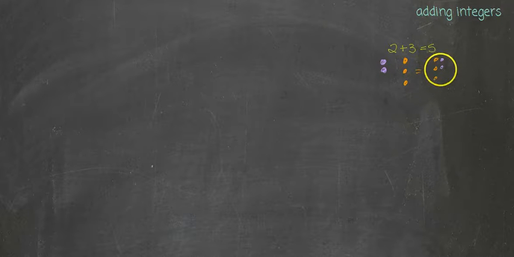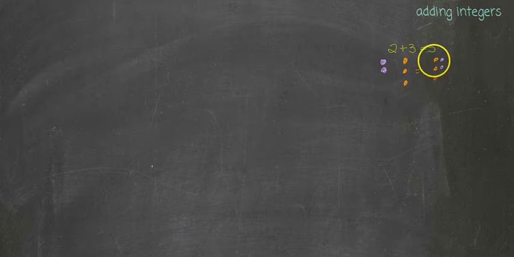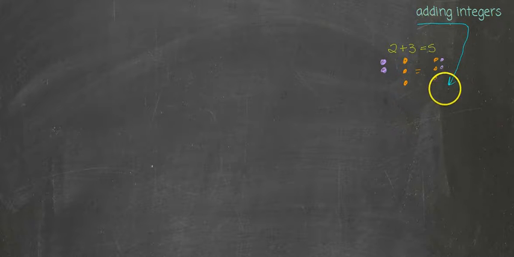1, 2, 3, 4, 5. So this is like counting. You count 2, 1, 2, then you count 3, 1, 2, 3, put them all together, 1, 2, 3, 4, 5. But we want to look at what happens when, instead of thinking of it as counting objects, we want to think of it as adding objects. So first, we're going to talk about adding integers.